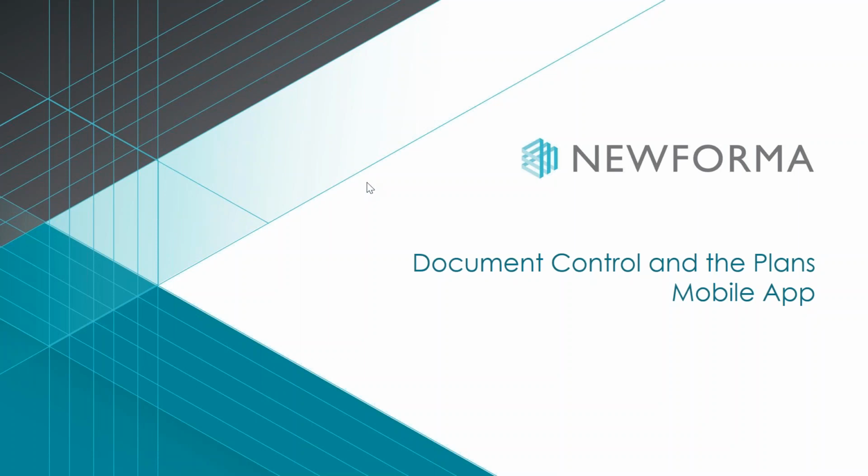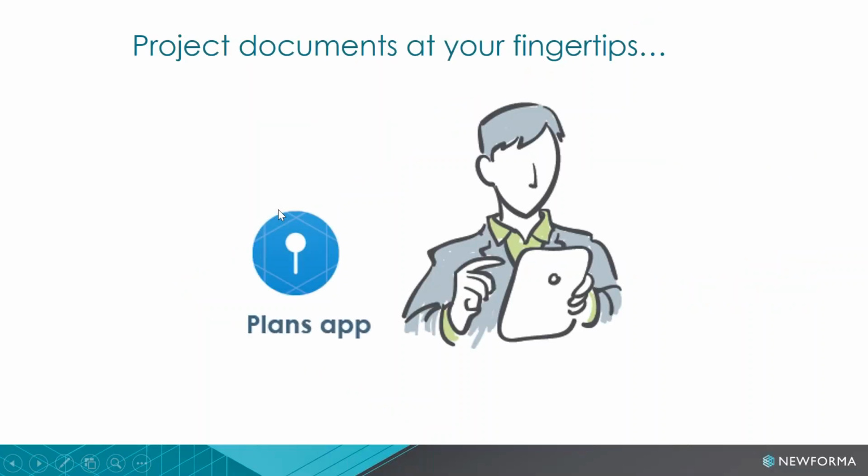We're talking about document control and how that feeds into the Plans app, as well as how this really works with issuing, what we use document control for, and how we see things on Info Exchange. So when we're out of the office, and even though we're not going to spend real time on the Plans app, it gives you the ability to really have those sheets at your fingertips when you're out in the field.